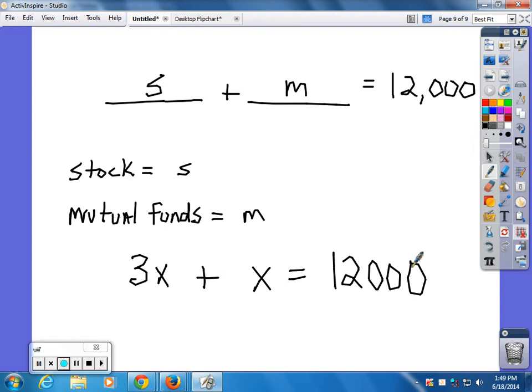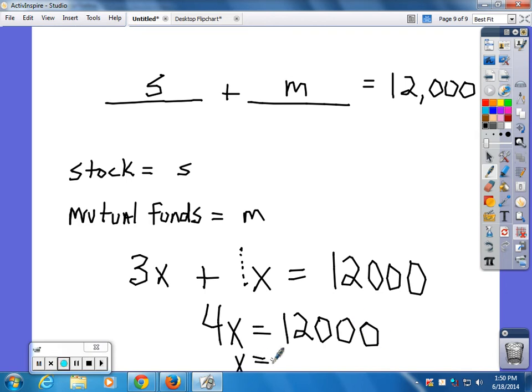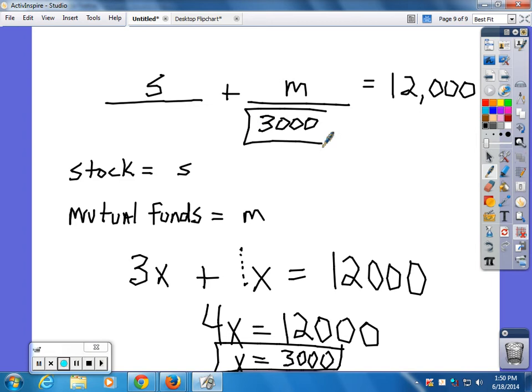12,000. What is 3x plus 1x? 4x. So 4x is equal to 12,000. And x is equal to what? 3,000. Now what's 3,000? That's the mutual funds. So how much is he going to put in the stocks? And that's your answer.